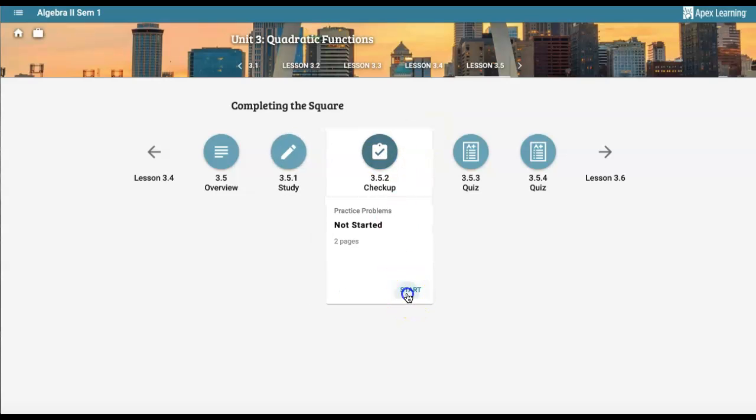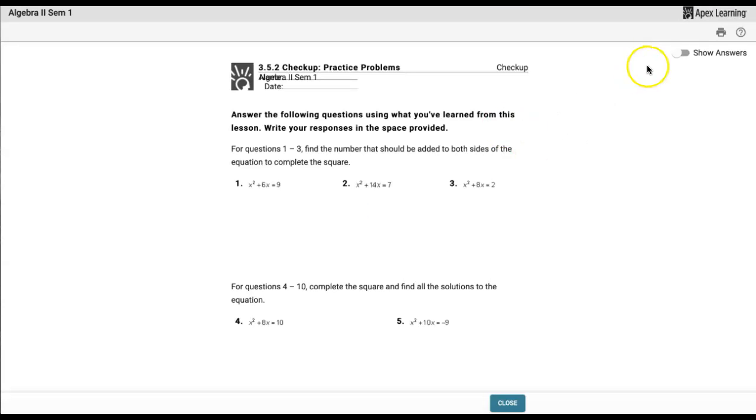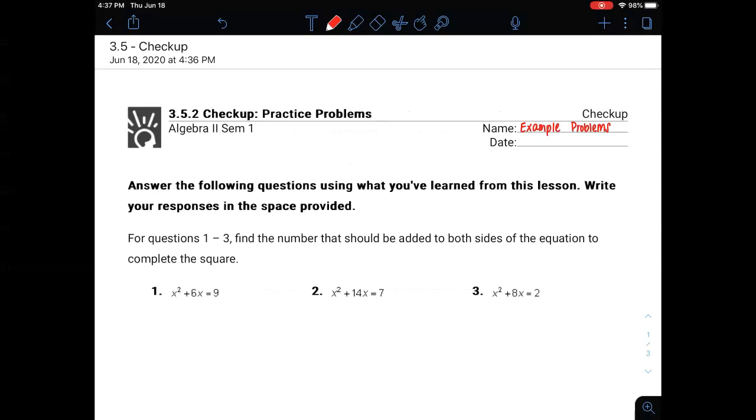Looking at our checkup now, we'll work through some of these problems. All the answers are posted on Google Classroom for you, but we'll go through these 3.5 practice problems right now. We're going to go through some of these. You can work on the rest of these on your own or take a look at the answer key, whatever you feel most comfortable with.